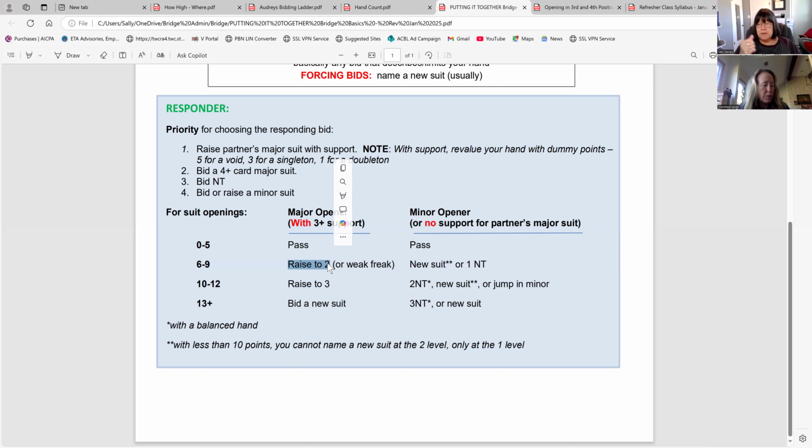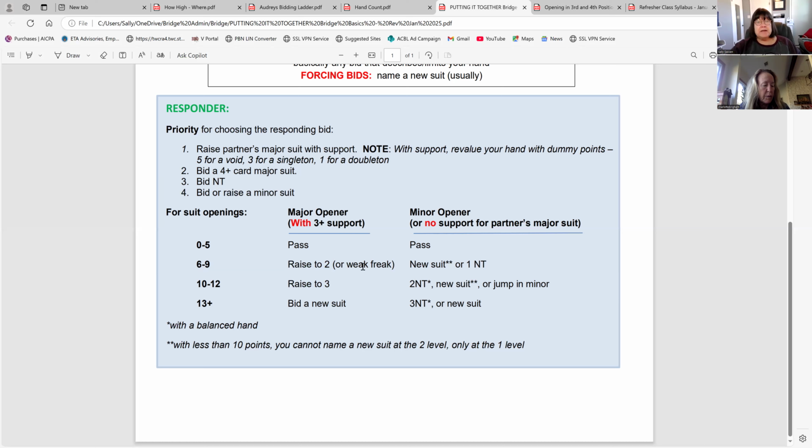So 1 heart, 2 hearts, or 1 spade, 2 spades. Excuse me, my brain is totally gone here. 1 heart, 2 hearts, or 1 spade, 2 spades. That's raising 1 level. Or the weak freak.